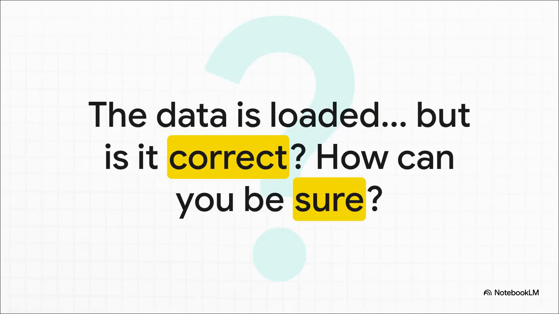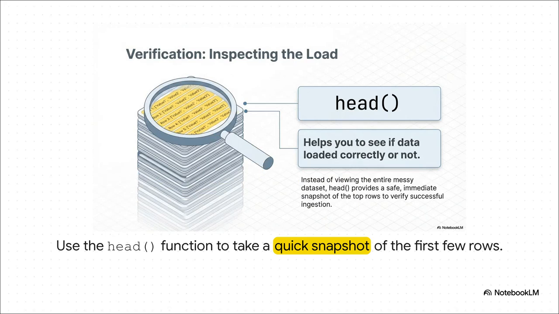Okay, so you run the code and no errors. Awesome. The data's loaded. But is it actually correct? Did it come in looking the way you thought it would? How can you be totally sure without having to scroll through a million rows of data? And the perfect solution is the head function. It's so elegant. Instead of trying to look at the whole giant data set, head just gives you a safe, quick snapshot of the first few rows. It's the best way to immediately verify that your columns look right and that your import was a success.